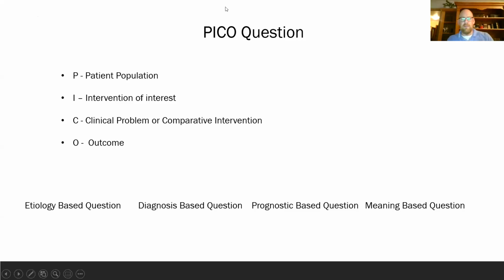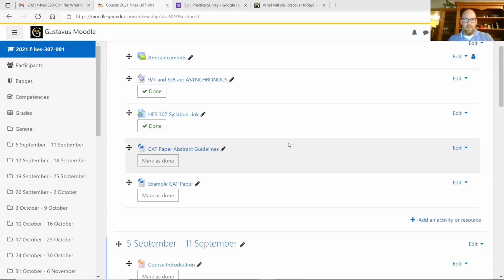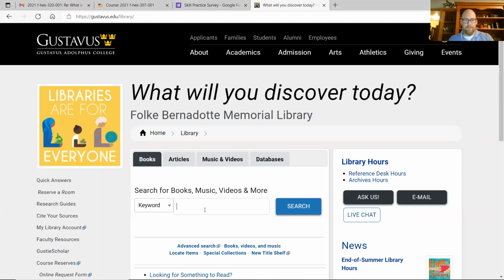So let's just go. I'm going to stop sharing real fast. I'm just going to go to the library real quick. We're going to go through just some examples of how to potentially phrase questions when you are searching for these things. You guys have probably done this already, but let me just take you through.